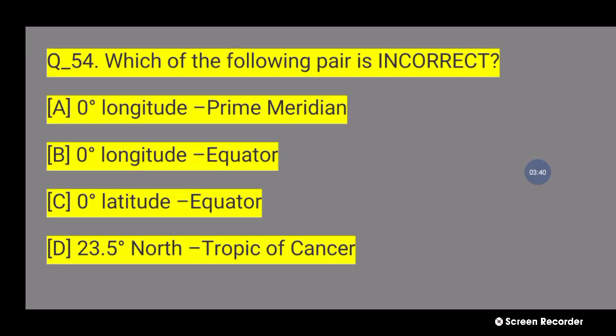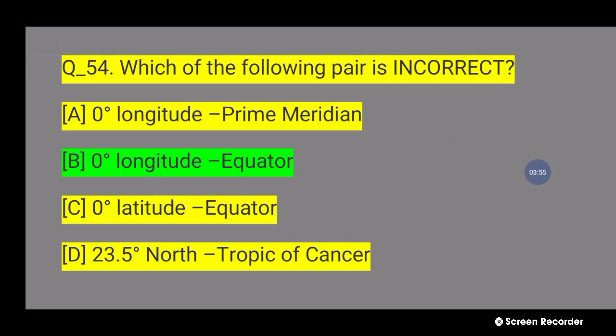54 number question কি বলছে, which of the following pairs is incorrect? এই চারটি অপশনের মধ্যে কোনটি হবে? Number B, 0 degree longitude and equator is the incorrect pair, and 0 degree longitude is the prime meridian is correct. 0 degree latitude of equator, 23.5 degree north and Tropic of Cancer is the correct.